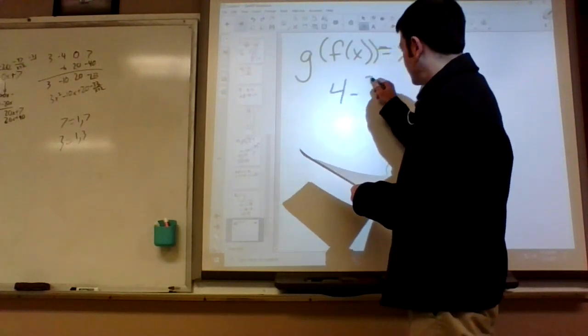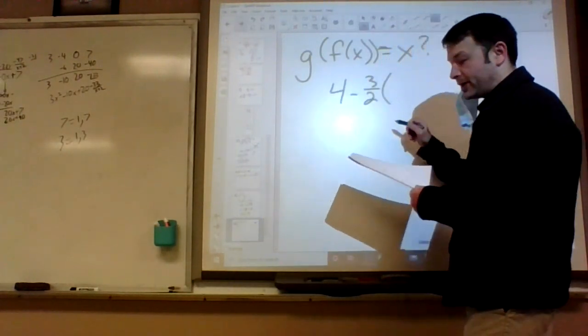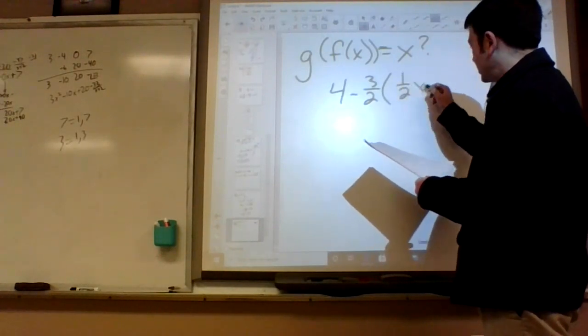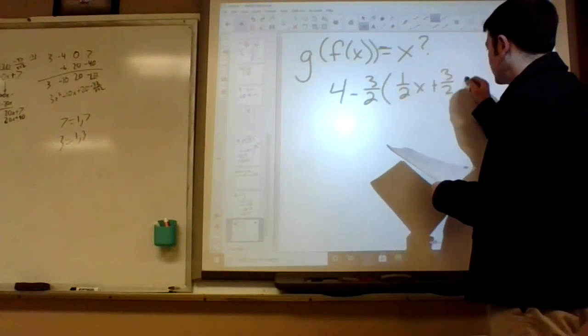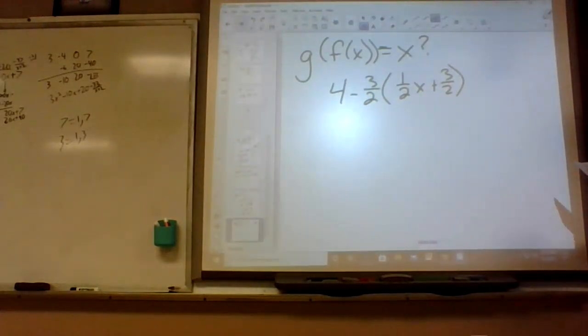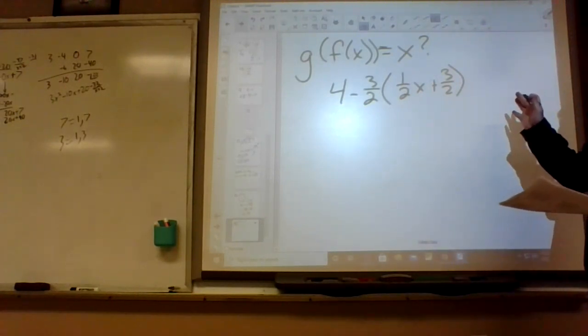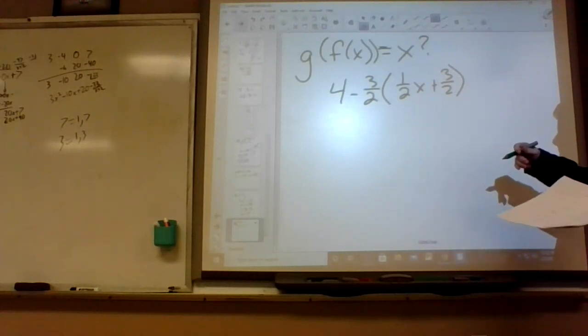So on number one, it's 4 minus 3 halves times, instead of x, plug in the other function, 1/2 x plus 3 halves. It should work both ways, by the way. If this equals x, then the answer is yes, they're inverse functions. If it doesn't, we're going to put no.